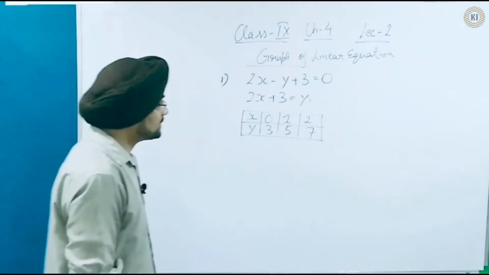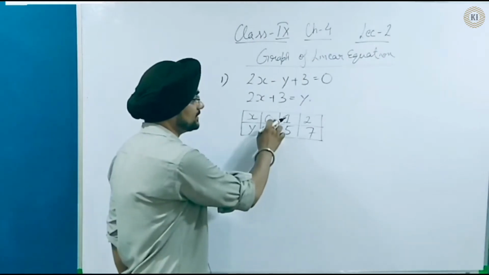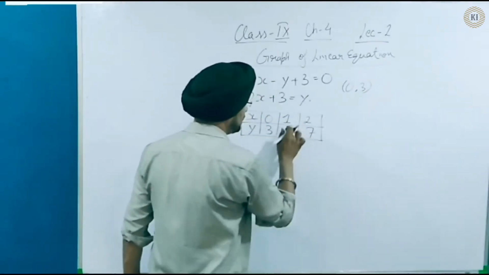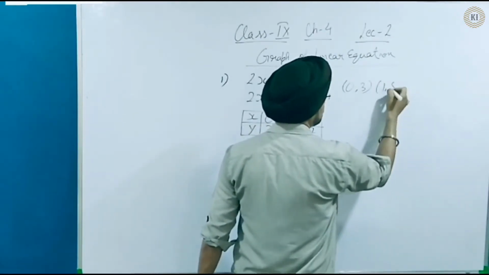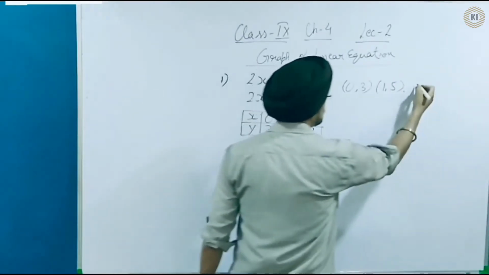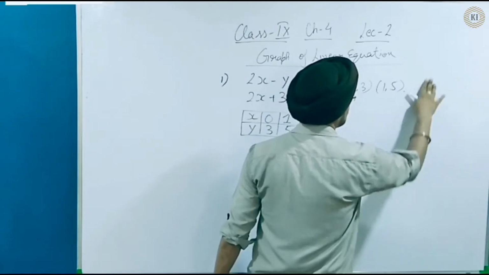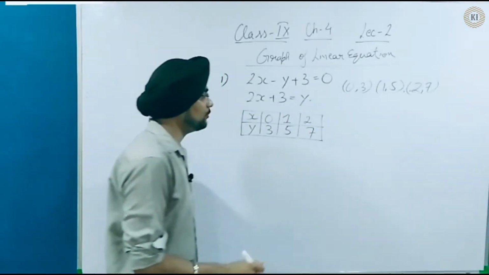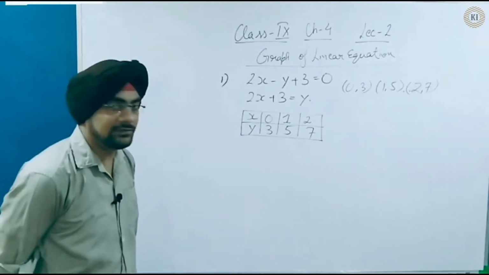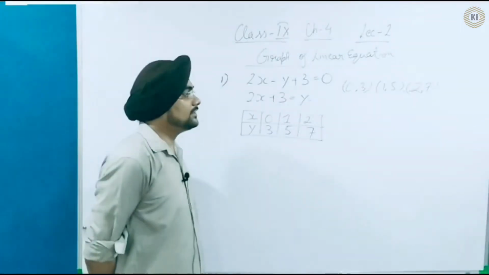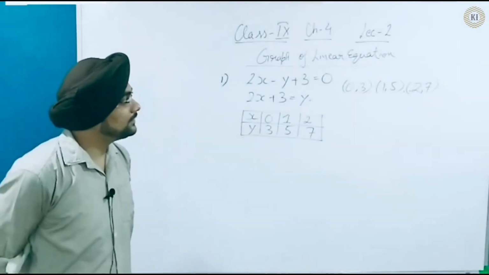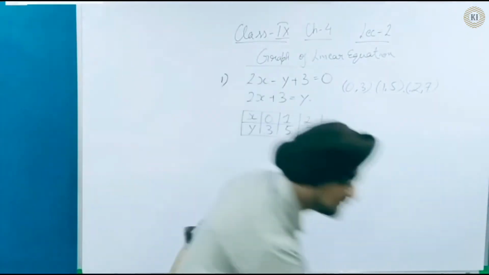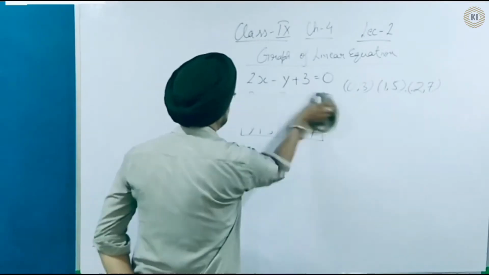Now you can see that we are getting the points (0, 3), next point is (1, 5), and next point is (2, 7). So we are getting 3 points (0, 3), (1, 5) and (2, 7), which form ordered pairs. Now we are going to plot these points on graph paper. Let us see how to plot.